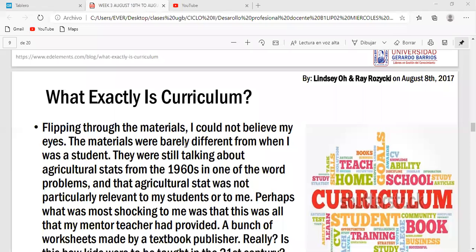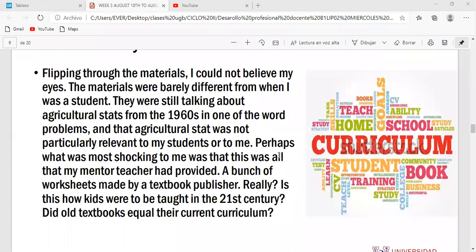Now, we're gonna continue with the story here. Now, I'm gonna read this one. So it says, flipping through the materials, so the teacher here in this case, she was checking, right? Flipping means like checking. She was flipping through the materials.